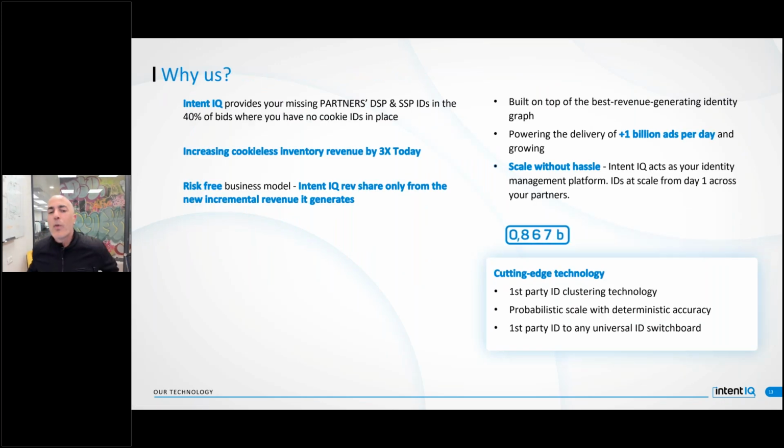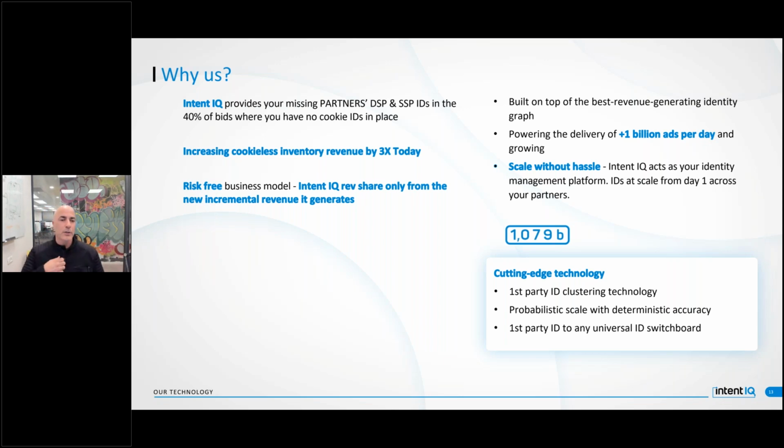So ask yourself, why IntentIQ? Why should I pick IntentIQ? I could have different vendor. So IntentIQ providing missing partner DSP and SSP IDs in 40% of bid requests where you have no cookies. So we're actually acting on behalf of our partners. They have their own demands. We're acting as an identity engine for them to matching their own IDs. Increasing cookieless inventory revenue by 3x already today.